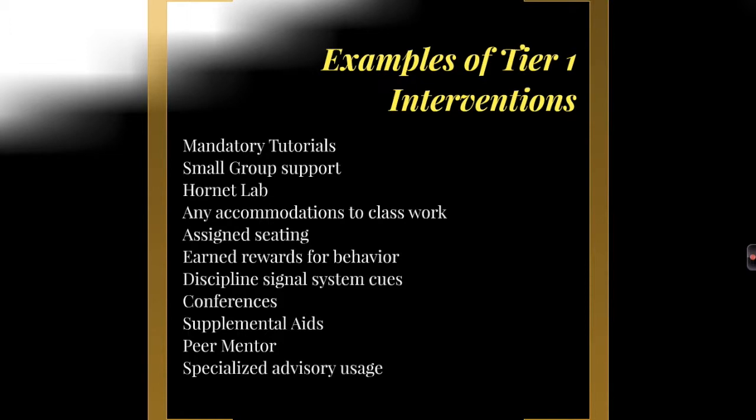Giving some earned rewards for behavior, making some type of agreement with the student where if they get a certain number of positive remarks within a week, then they get a certain number of rewards. Having some discipline visual cues for a signal whenever the student needs to be redirected non-verbally. Having some conferences either with the student or the parent. Supplemental aids such as maybe math manipulatives or graphic organizers could also be a way to use tier one interventions.